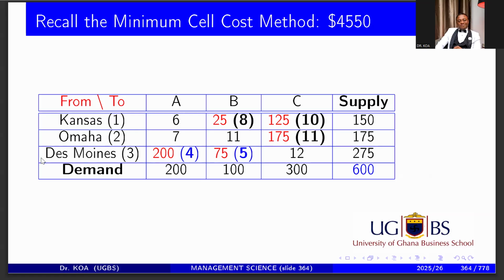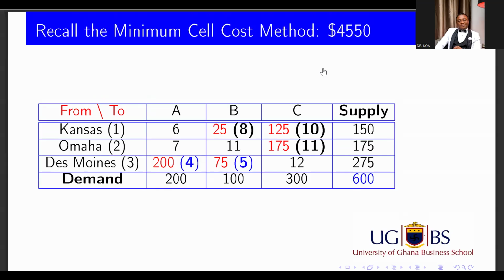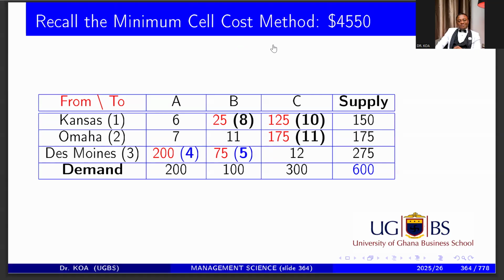Guys, pay attention here. I've said twice that you should pay attention. We had an allocation of 200, 75, and then 25, 125, 175. Each one has its own cost and its own quantity. So the first thing you're going to do is start with the one with the lowest cost. Which one is that?